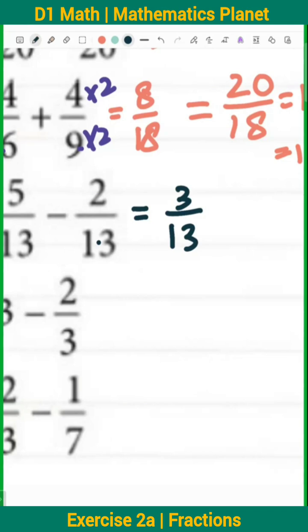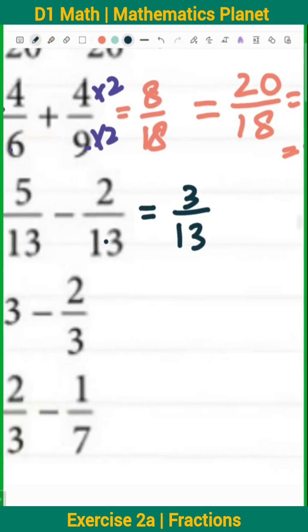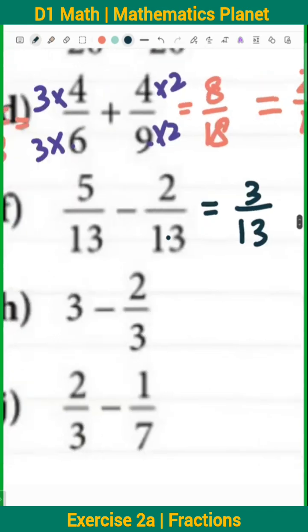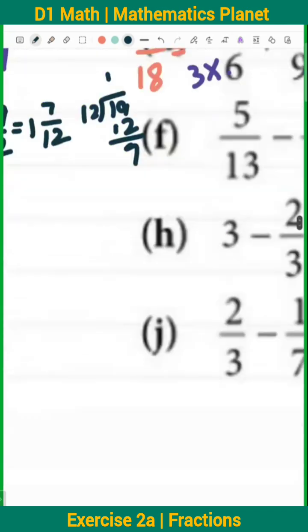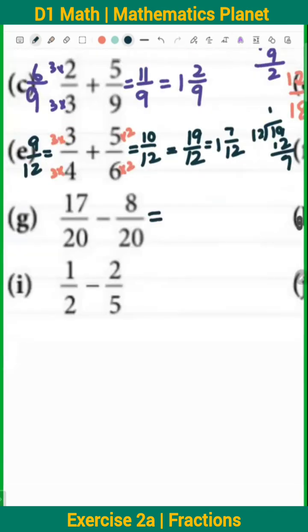Okay, so you got 3 by 13. Okay, next question is, again you're getting same denominators. Very easy one. What will you get? 17 minus 8. 9 upon 20. Very good. 9 upon 20. So can you convert it into a mixed fraction? No, you cannot convert it into a mixed fraction. Okay. So 1 by 2.